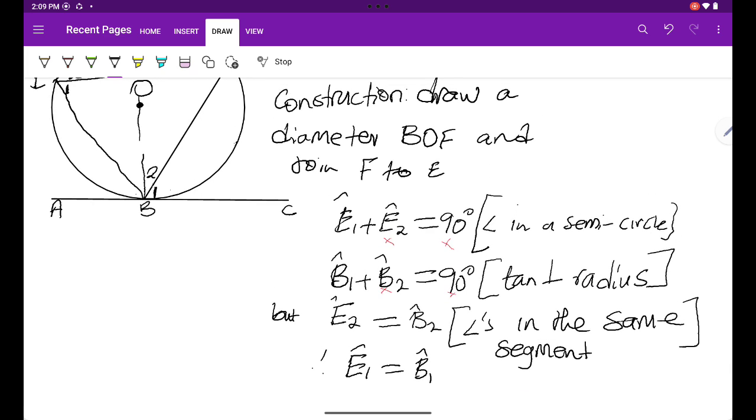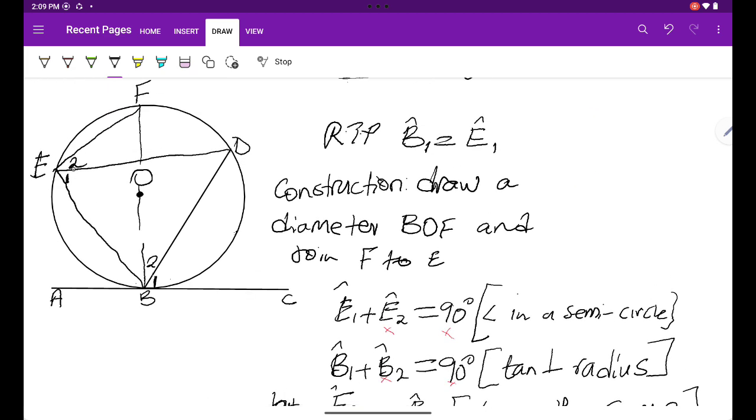So if you look at it, it's very easy actually. You just start by saying E1 plus E2 is 90 degrees. It's an angle subtended by a diameter, or an angle in a semicircle. And you also say B1 plus B2 is 90 degrees because a tangent is perpendicular to the radius. But you realize that B2 equals E2 because they are subtended by the same arc FD, or they are angles in the same segment. Now, if that is the case, it means therefore that B1 equals E1.